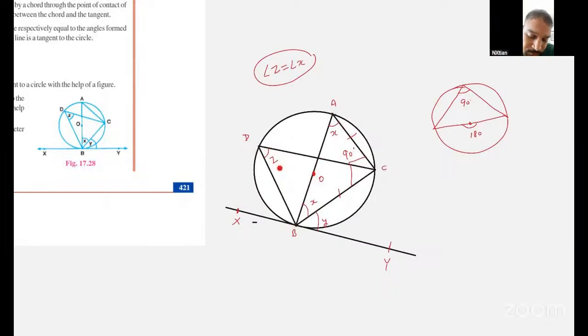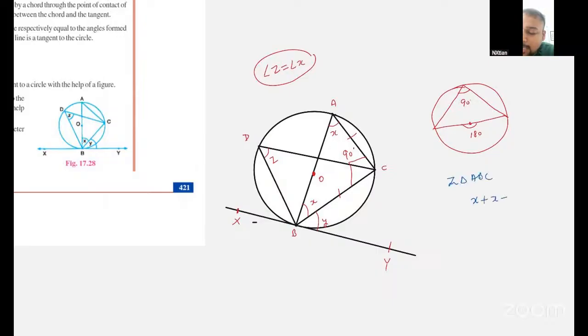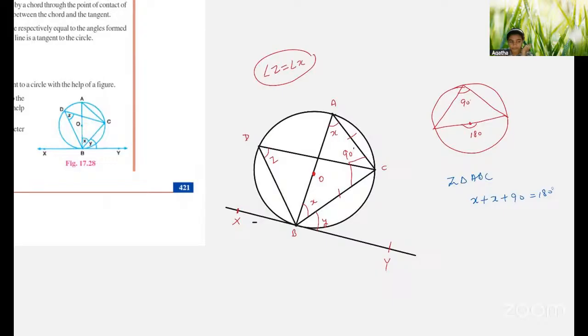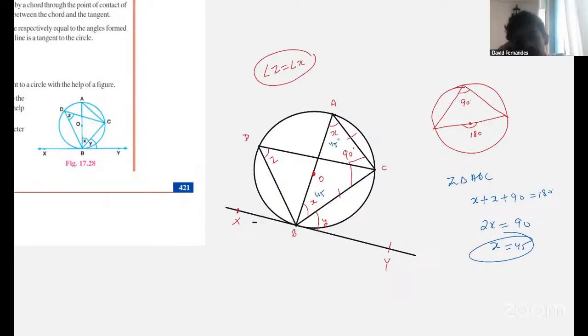Now in triangle ABC, we know that x plus 90 is equal to 180 because of the angle sum property. Got it? What I'm trying to say? That will become 2x is equal to 90, x is equal to 45. It means that this is 45 and this is also 45.